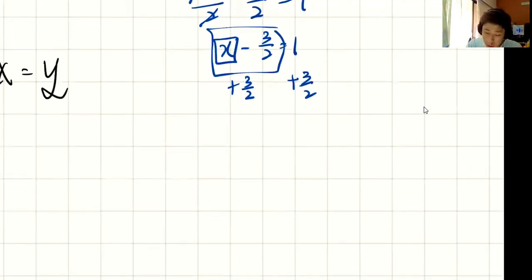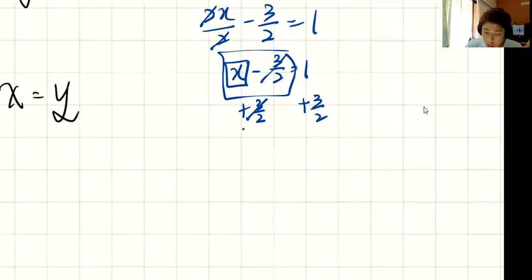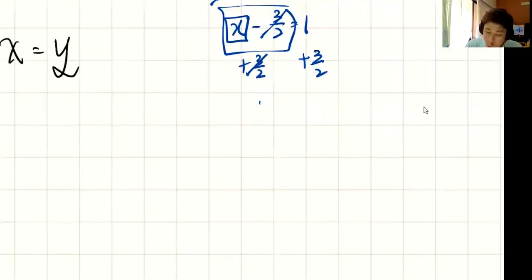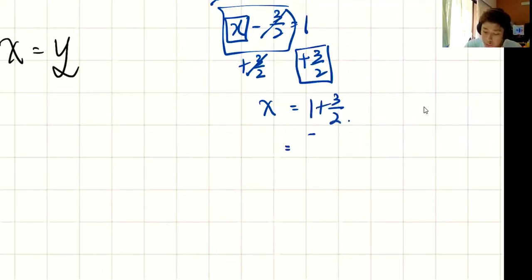Do you understand? What I do to the left is cancel out the 3 over 2 here, so I'm left with only x. To the right, since I've added a new 3 over 2, I'm left with 1 plus 3 over 2, which gives me 5 over 2, which is the original answer that we got just now.